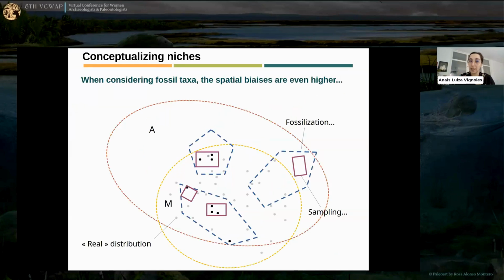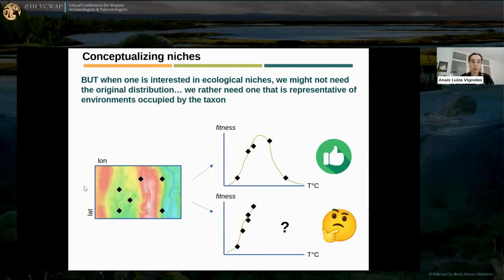And when we consider fossil taxa, the spatial biases are even higher because we have the problem of fossilization that is going to truncate the real distribution of the species. We also have the problem that the sampling is very uneven and will not gather the entirety of the distribution. However, when we're interested in the species' ecological properties in environmental space, we might not actually need the whole original distribution. We rather need one that is representative of all the environments occupied by the taxon.